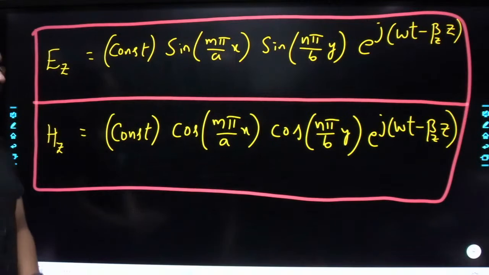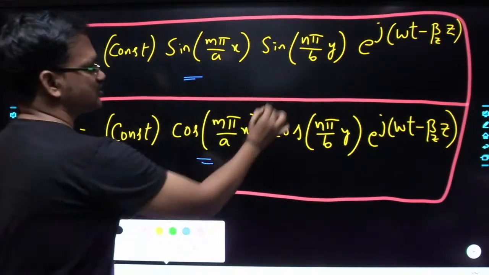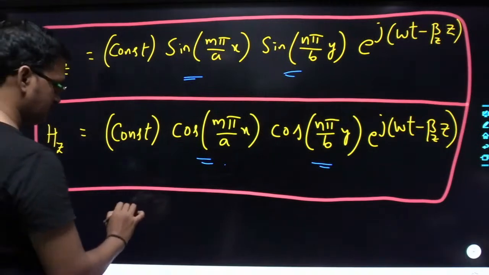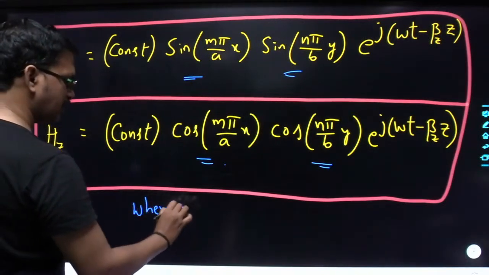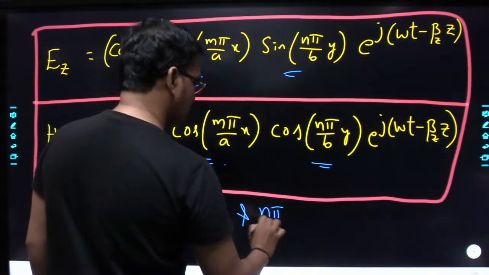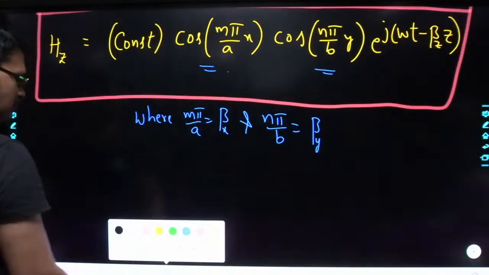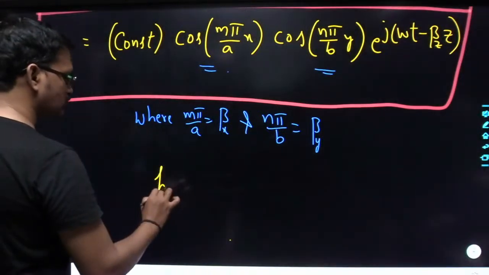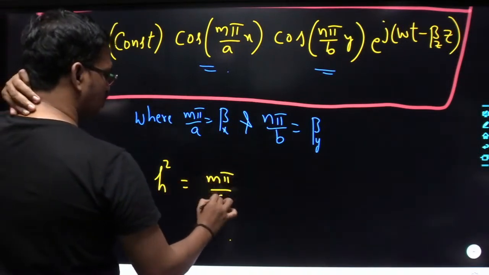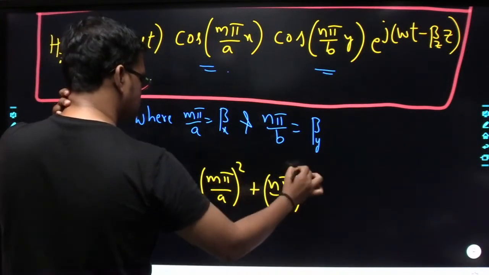So now we have written these solutions just with the help of boundary conditions. I hope this is crystal clear here. So where m pi by a is equivalent to beta x and n pi by b is equivalent to beta y. Here I am defining one more parameter, that is h square. I am representing this h square as m pi by a whole square plus n pi by b whole square. So just remember this one here.